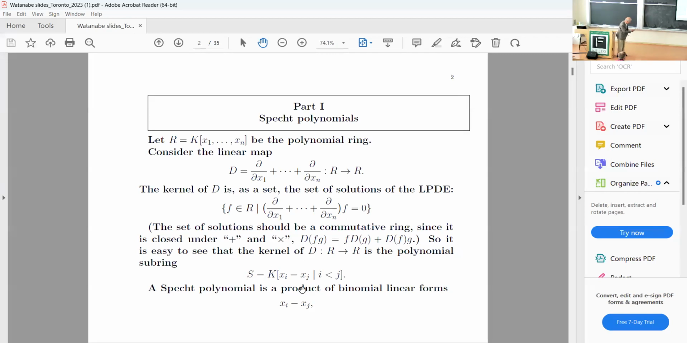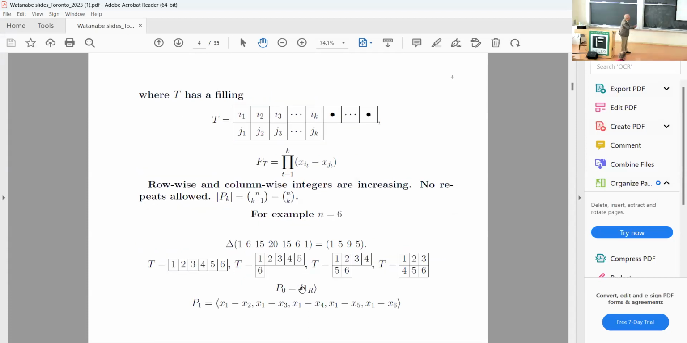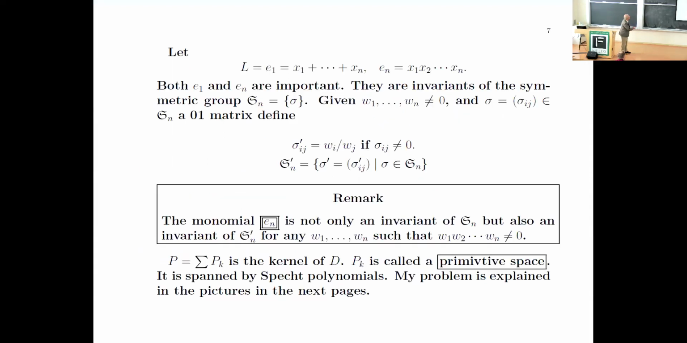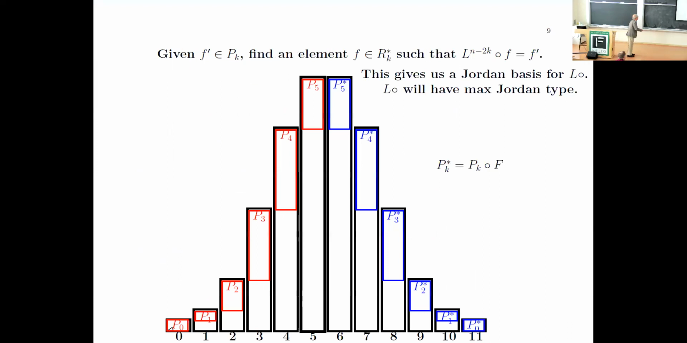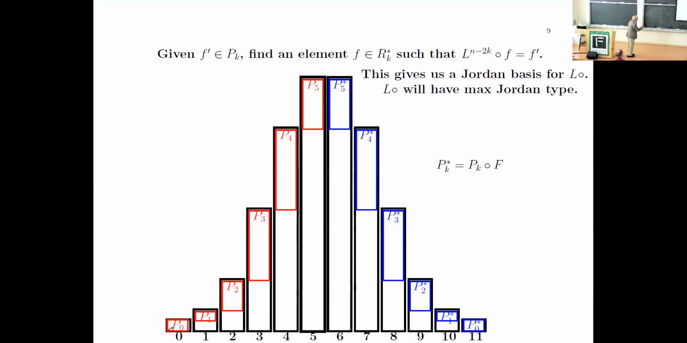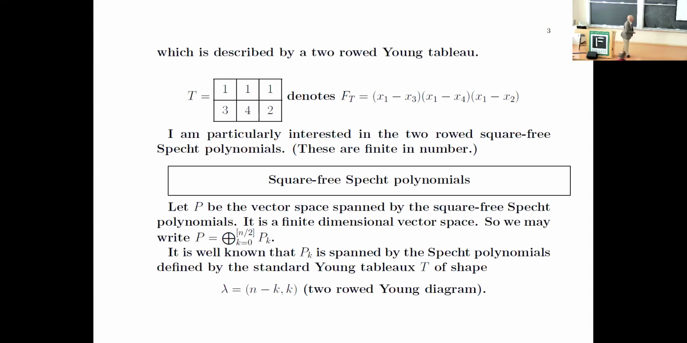Next page. How can I go? Okay. So such a product can be expressed by using Young tableaux, for example. Okay. So T can be used to denote such a polynomial.